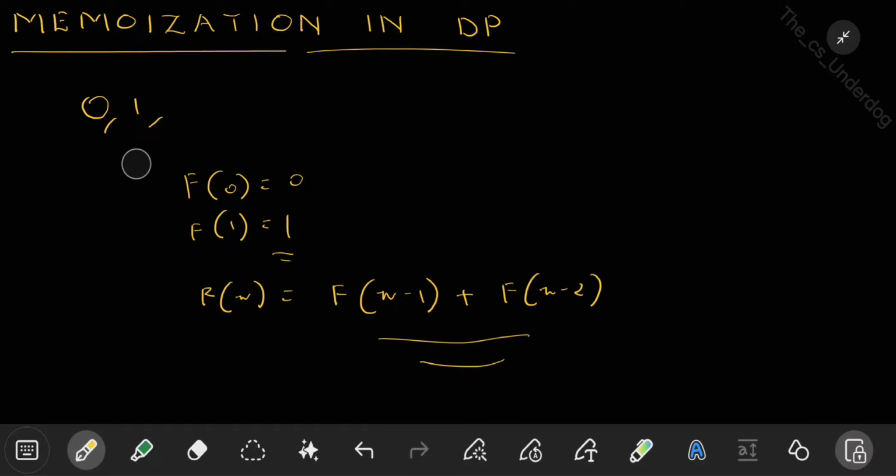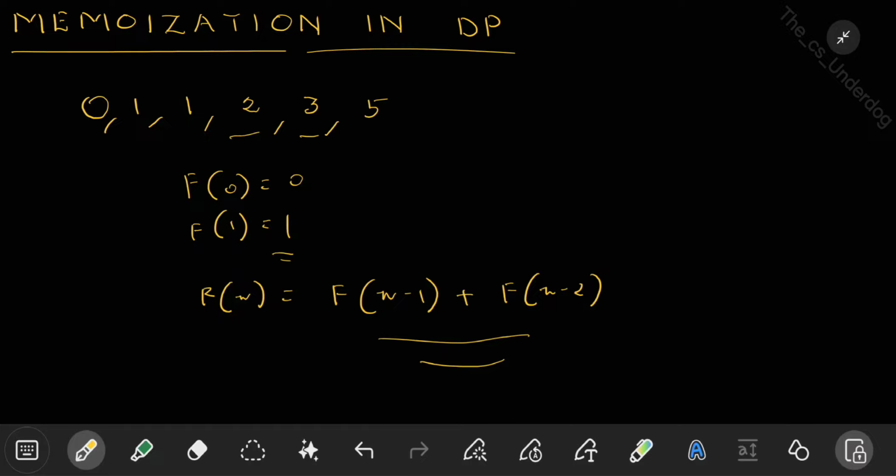So after 0 and 1, the next Fibonacci number will be 0 plus 1, which is 1. The next one will be 1 plus 1, which is 2. Next is 1 plus 2, which is 3. Next is 2 plus 3, which is 5, and so on.